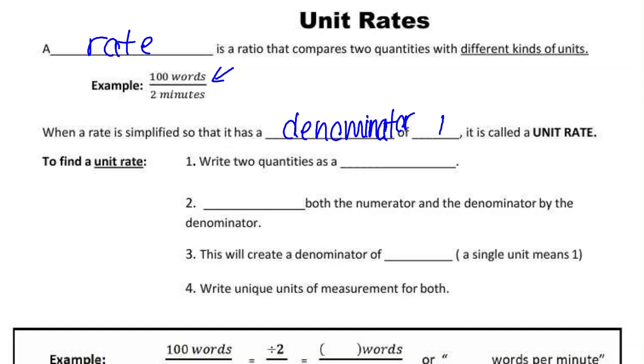So we're going to write the two quantities as a rate first, and then we're going to divide them both, the numerator and the denominator, by the same number, which is going to be the number in the denominator. And then this will create a denominator of 1. A single unit obviously means 1. And then we're going to write the unique units of measurement for both.